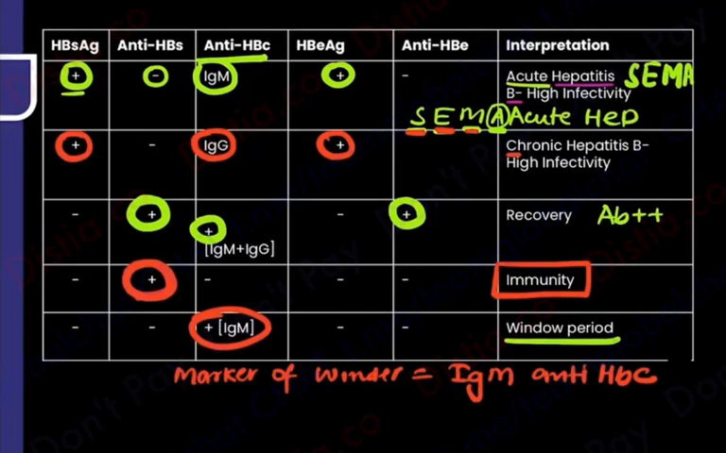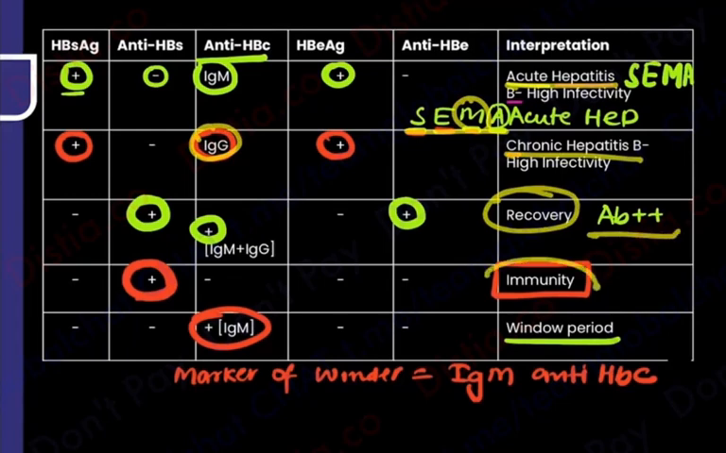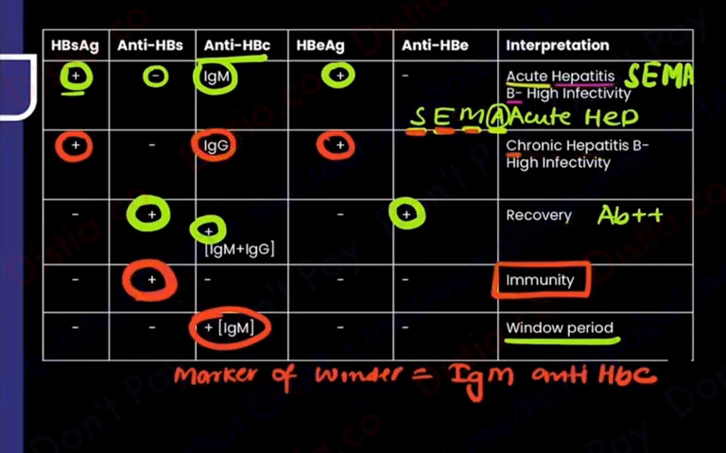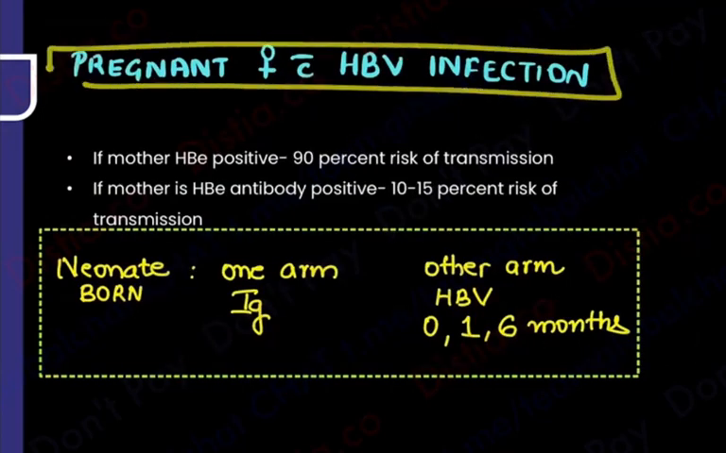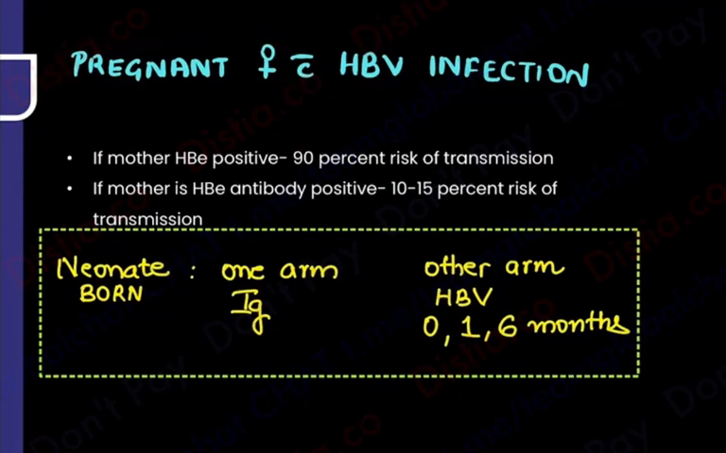So I'll do a very quick recap. SEMA means acute hepatitis with high infectivity, M replaced by G means chronic hepatitis. Recovery means all antibodies, immunity means only anti-HBS, and window period is anti-HBC of the IgM type. However, we're forgetting one thing. What if hepatitis B infection happens in a pregnant lady? How are you going to deal with that? And what vaccine are you talking about? So if hepatitis occurs in a pregnant lady, you have to look out for what actually.